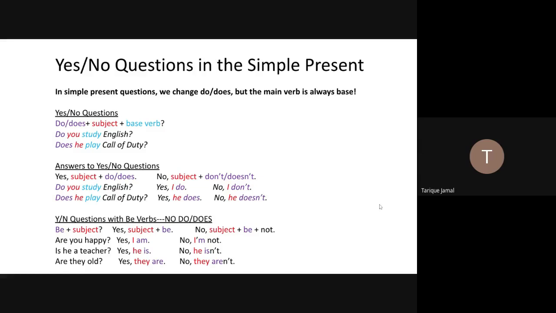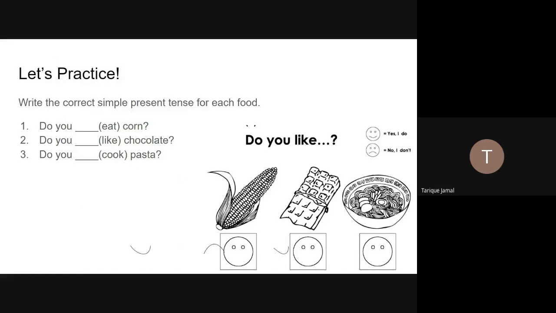Alright guys, now we are going to move on to the next slide here. So let's practice. There are only 3 questions. It should not take more than 30 seconds to do that. So please try to get this done.